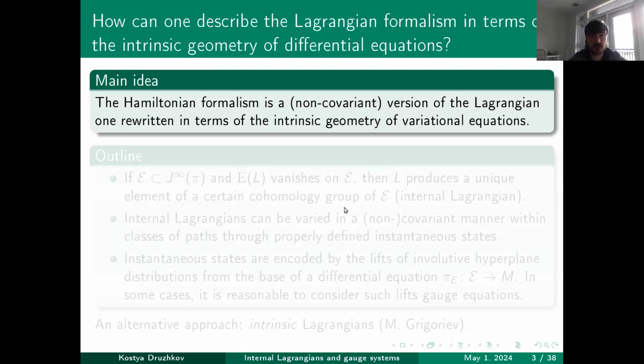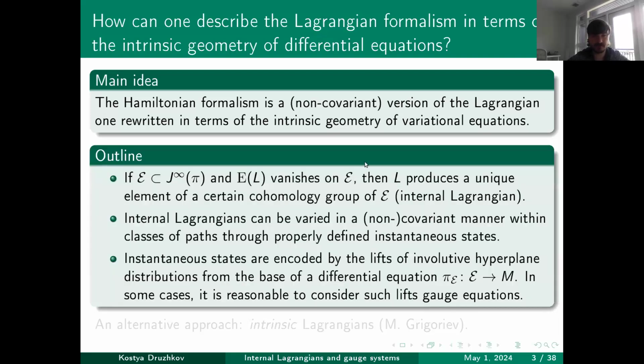So the main question is, how can one describe the Lagrangian formalism in terms of the intrinsic geometry of differential equations? And the main idea is that the Hamiltonian formalism is a non-covariant version of the Lagrangian formalism written in terms of the intrinsic geometry of variational equations. So we are going to use the Hamiltonian formalism. Here is our plan of this talk.